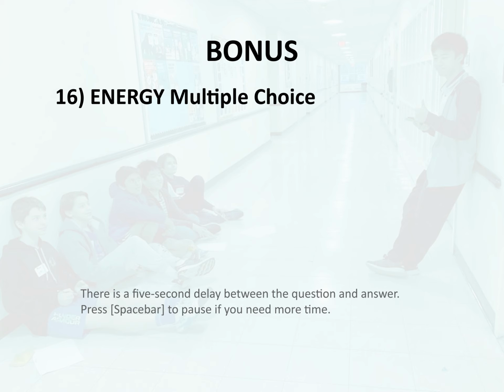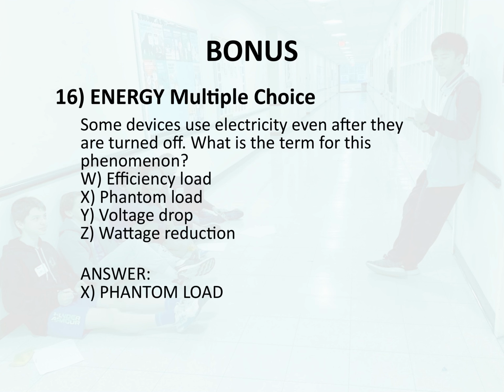Bonus 16. Energy. Multiple choice. Some devices use electricity even after they are turned off. What is the term for this phenomenon? W: Efficiency load. X: Phantom load. Y: Voltage drop. Z: Wattage reduction. Answer: X. Phantom load.